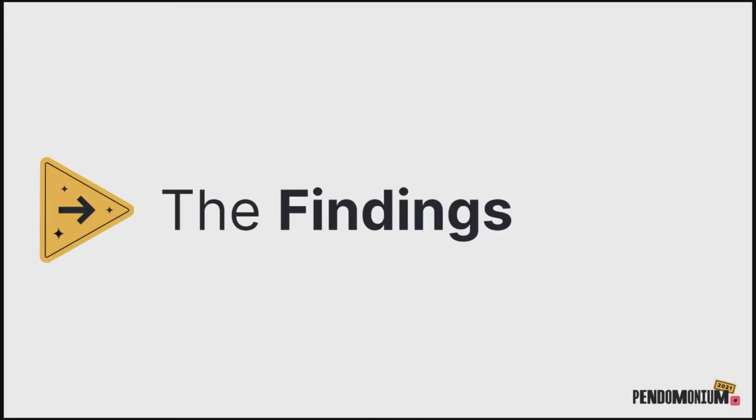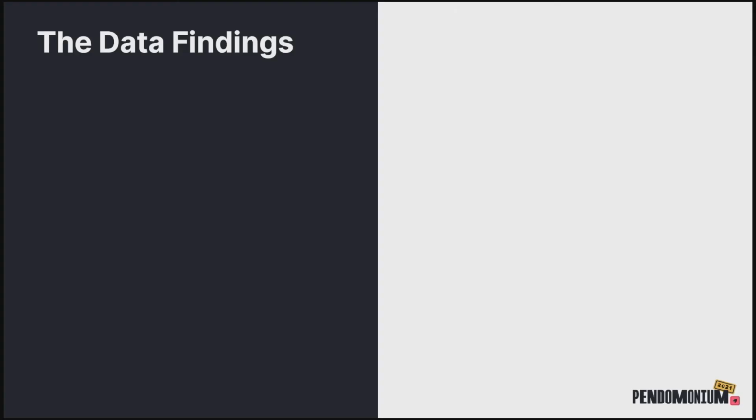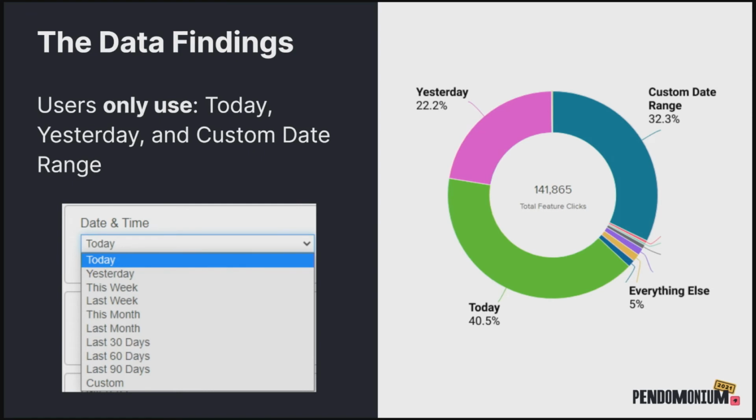So going into the findings of what we found, it confirmed our hypotheses that we had lots of things that weren't being used. I'm going to pull up a graph that came from Pendo. So out of all these options, we have lots of this week, last month, this month kind of options.